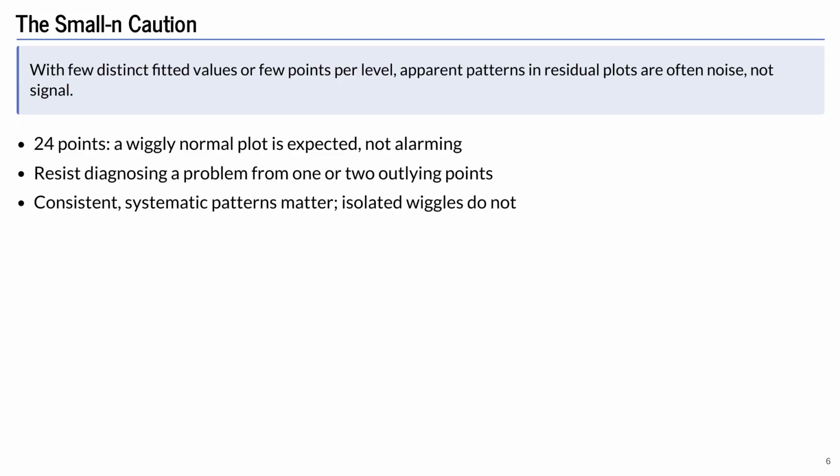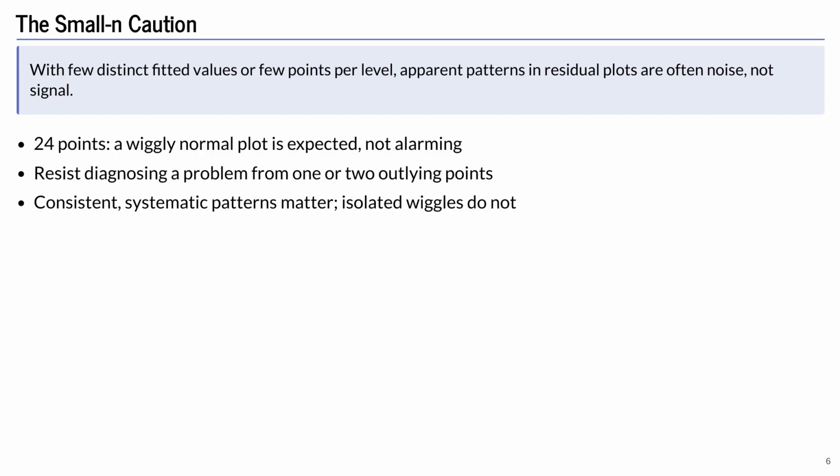Here is a caution that experienced analysts know, but beginners often miss. With 24 observations and only a handful of distinct fitted values, residual plots will not look as smooth as textbook examples. A normal probability plot with 24 points will have some wobble. 1 or 2 points that stray slightly from the diagonal are expected by chance alone.